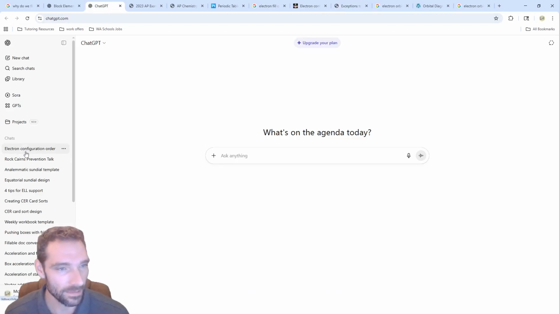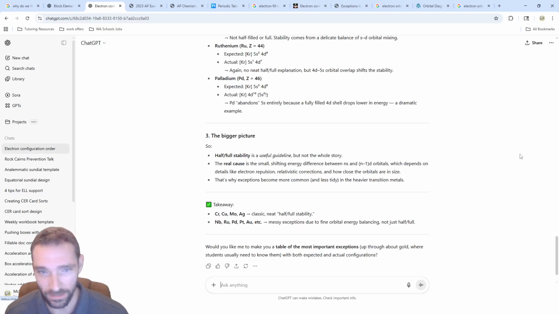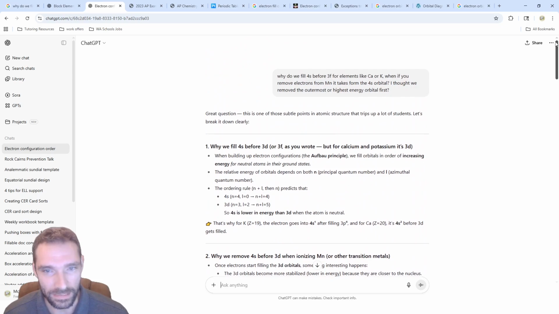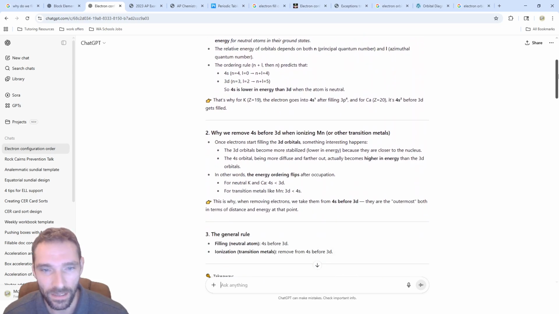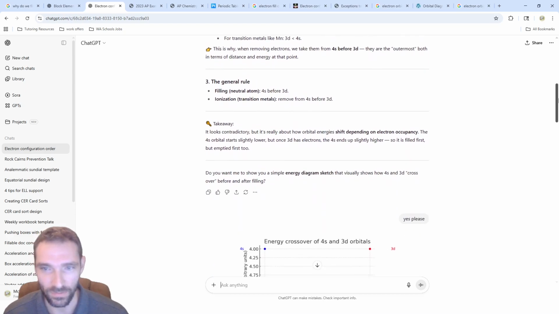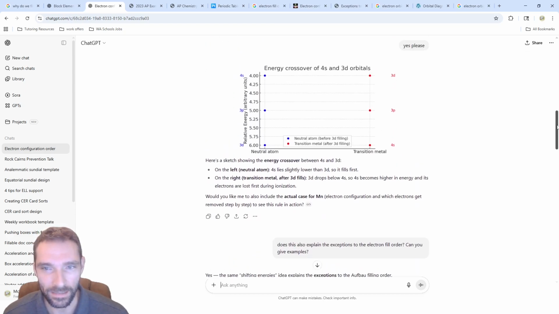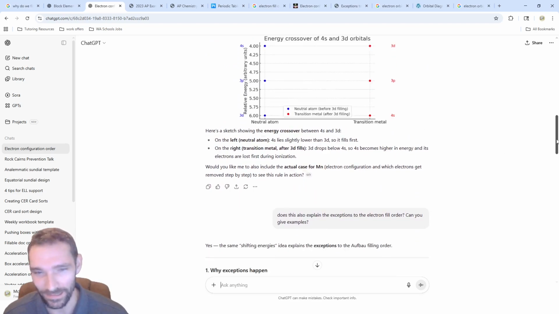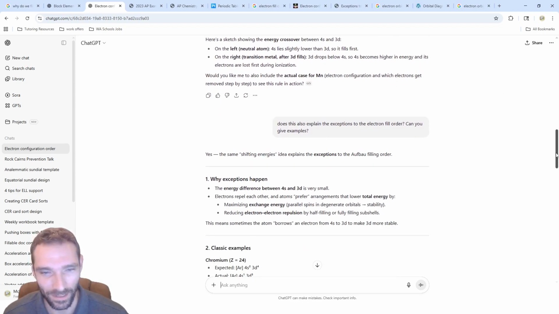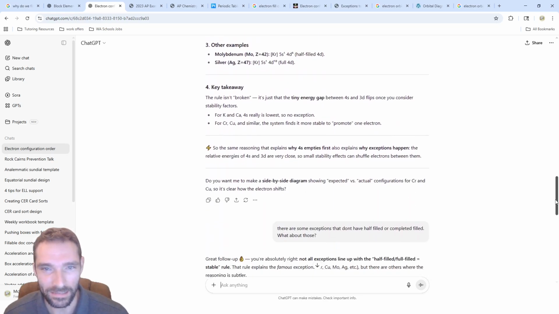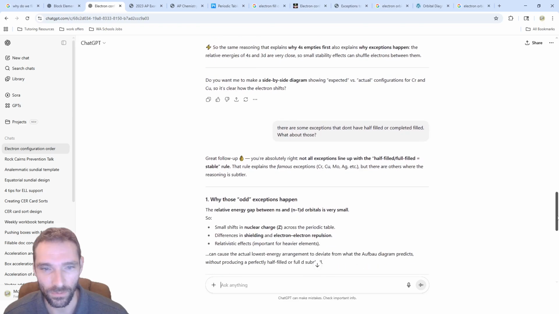Now, I did ask ChatGPT to explain this a little bit, so it does have a decent explanation here, and I'll share that in the description as well. But this diagram looks kind of backwards because the higher energies are lower on the diagram, so that's a little bit confusing. And I liked its explanation for the exceptions.